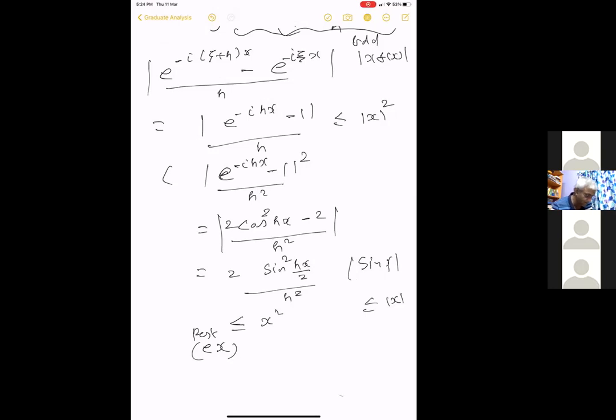That's what we are using. We get hx by this, but I'm somehow missing a factor of 2 somewhere. Oh, there will be 4. Sorry, this will be 2 sin square. No, there will be 4. Correct. Now everything is fine. I have 4 here. This thing is 2 sin square hx by 2.